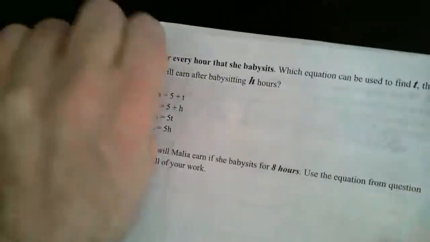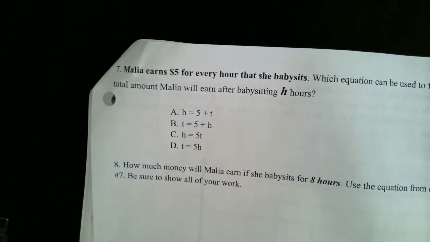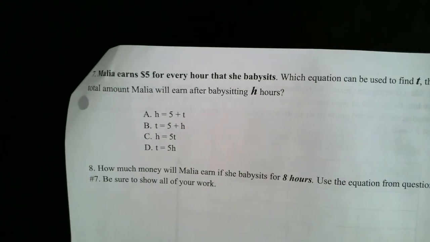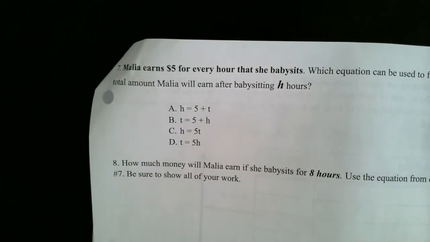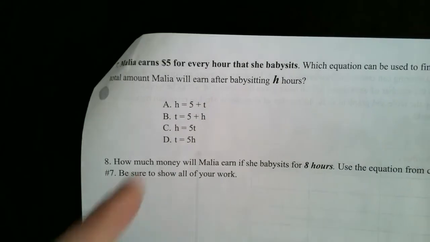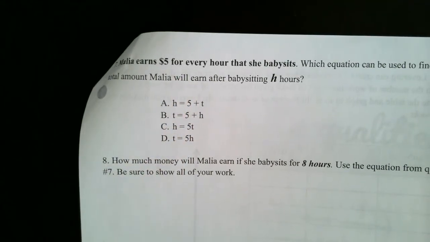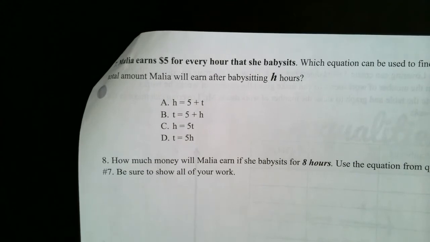This one's kind of similar. It's just you don't have to write any let statements. Malia earns $5 every hour she babysits. Write an equation to find T, the total amount Malia will earn after babysitting H hours. So again, T is the total amount. There's probably 2 you can eliminate right off the bat if you know that T is the total. H is the number of hours. So that's just a hint.